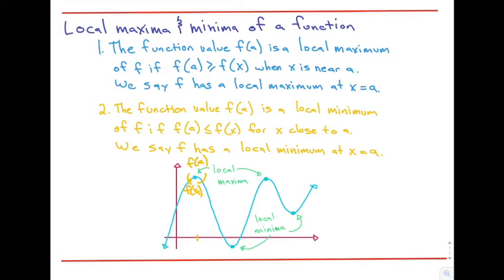And similarly, the function value f of a is a local minimum of f if f of a is less than or equal to f of x for x close to a. In this case, we say that f has a local minimum at x equals a. So same idea. If we compare function values close to where we think there's a minimum, those will be greater than where the minimum actually is.